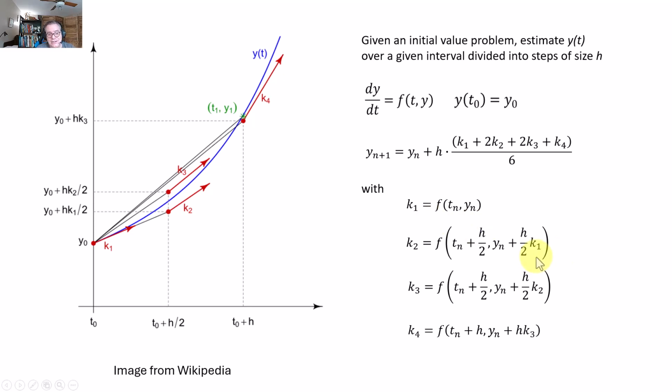I'm calculating K2 using the slope from K1. And then I'm calculating K3 using the slope from K2. And then I'm calculating K4 using the slope from K3. And then I'm using all of those slopes to get the next point from yn.